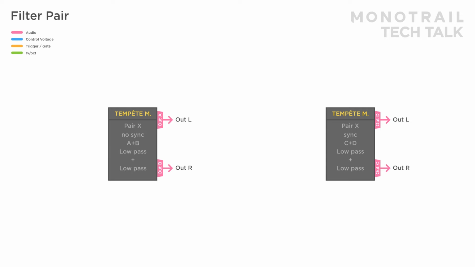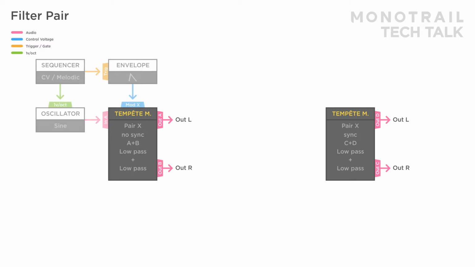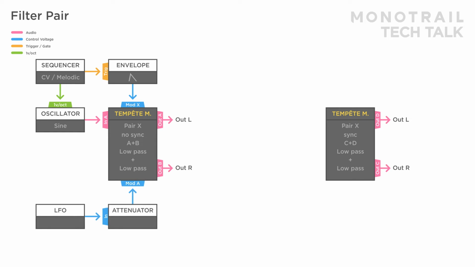Here, both filter pairs are used to create two stereo sounds. The left pair is fed a simple sequenced sine wave with some envelope modulation. To create a stereo sound, an attenuated LFO is modulating one filter directly, and an inverted copy of that signal is modulating the other filter. This setup is creating a more gentle, resonant low-pass gate-like sound.